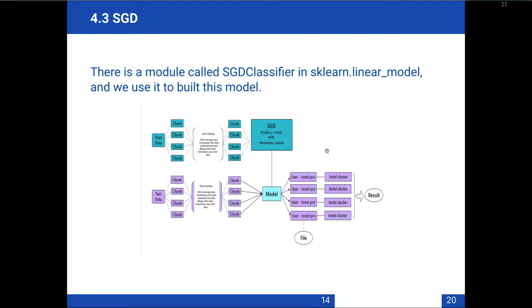Second, SGD. SGD classifier is a set of algorithms that use gradient descent to solve parameters, such as SVM and logistic regression. Since our dataset is very big, we choose the loss function to be log, which gives logistic regression. There is a module called SGDClassifier in sklearn.linear_model, and we use it to build this model.